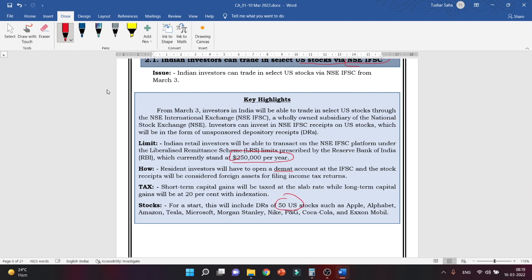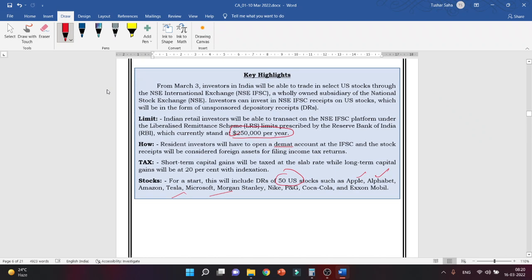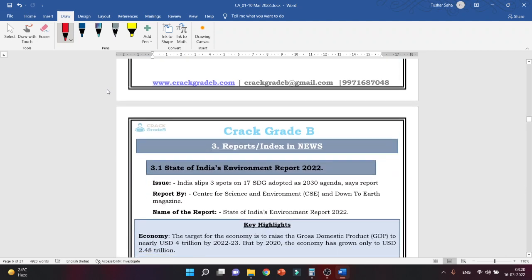Okay, and as of now there are only 50 US stocks, but over a period of time more will be added. For example, Apple is there, Alphabet, Exxon Mobil, Amazon, Tesla, meaning almost all big companies are there. But yes, the US has more big companies than 50, so over a period of time more will be added.